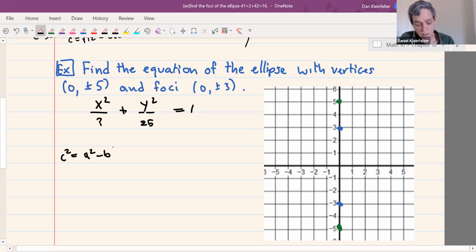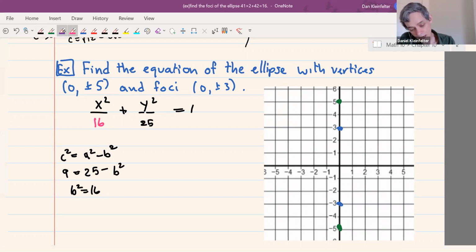We know that c squared is a squared minus b squared. We know that c squared, c is 3, so c squared is 9. The a was the bigger number, that was 25. Okay, and so 25 minus b squared is 9, so b squared has to be 16. Okay, so that's how we're going to fill out the rest of our equation. It's going to be a 16 underneath that x squared.